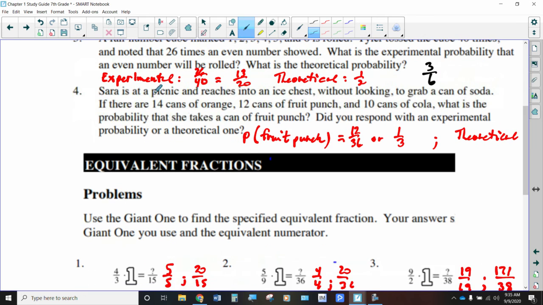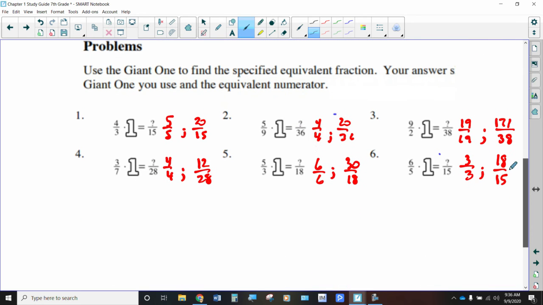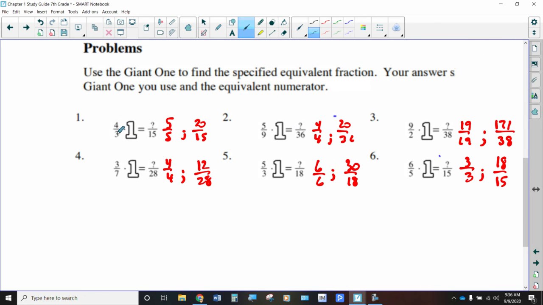And then Sarah is at a picnic and she reaches into her ice chest without looking to grab a soda. These are the actual numbers of soda in the ice chest. So if 12 out of the 36 are fruit punch, that means 1/3 of them are fruit punches, which is theoretical because we're basing it on the numbers. And now for the last part, being able to use a giant 1, what do you multiply times 3 to give you 15? Multiply 4 times that same number, you get 20. So the giant 1 is 5/5, and the missing numerator is 20.